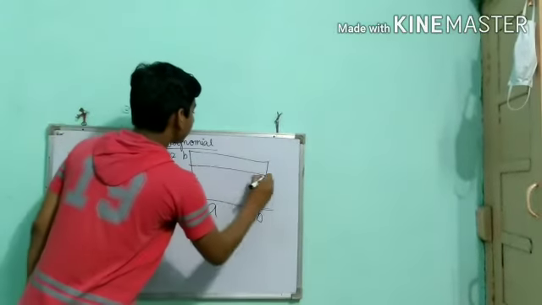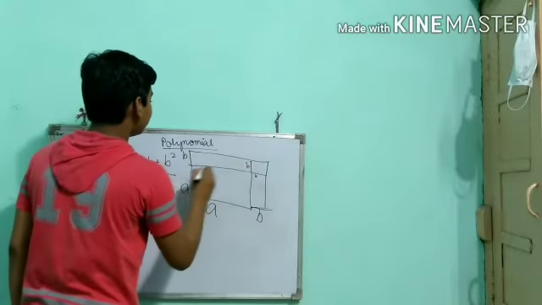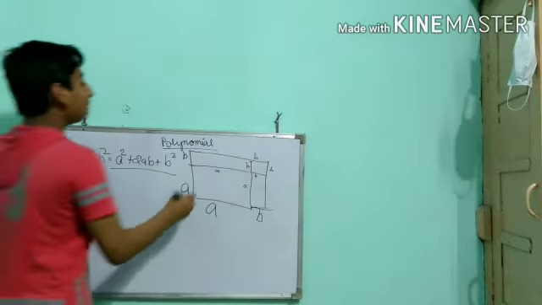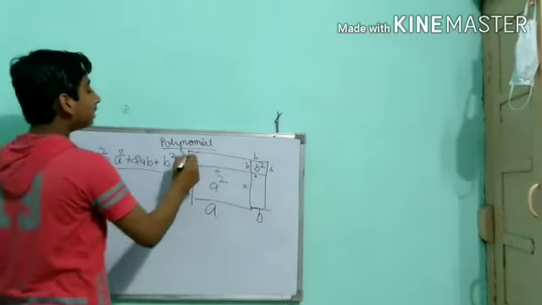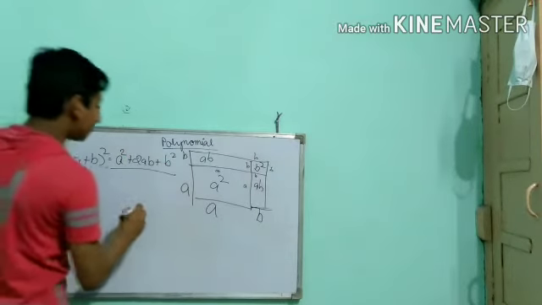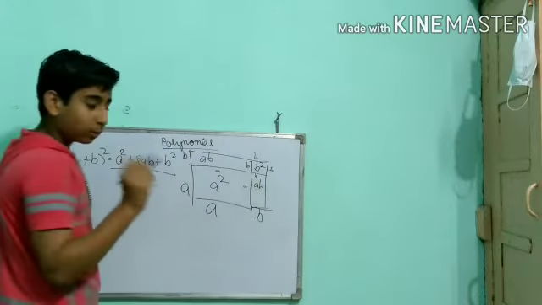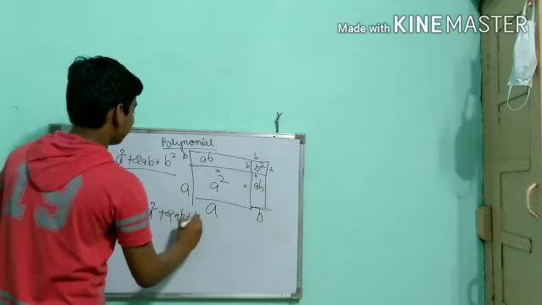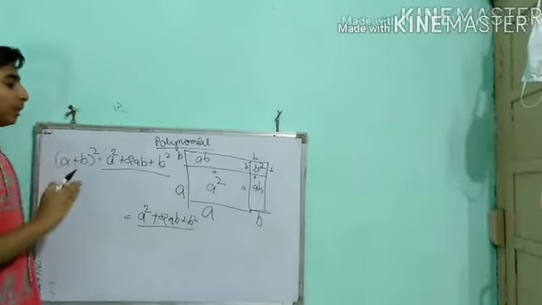Now think in the diagram. This side is equal to b, this is equal to b, this is equal to a, and b, b. Now the areas will be a into a, a square. It would be b square. And this rectangle is ab. Now what is this? A square, b square, and ab plus ab is equal to 2ab. So a square plus 2ab plus b square. This is how we can represent any polynomial in terms.